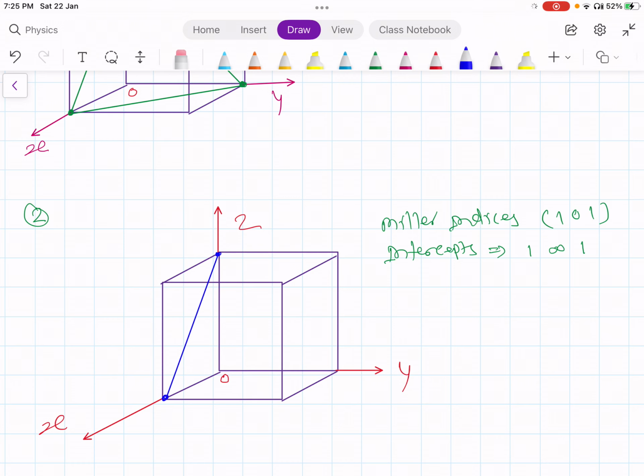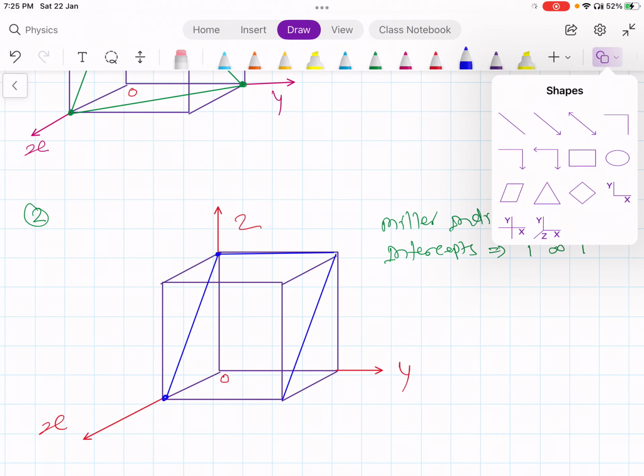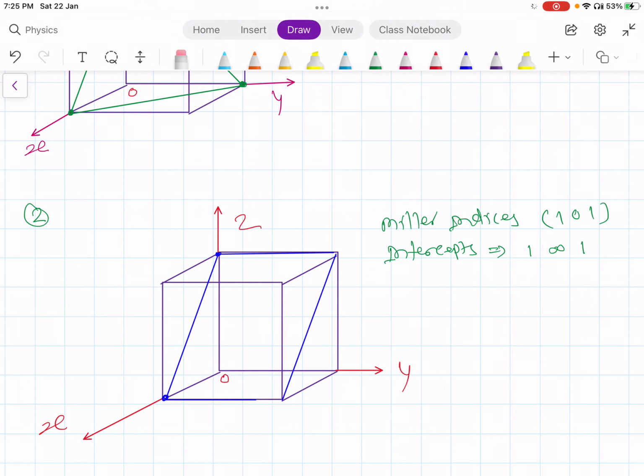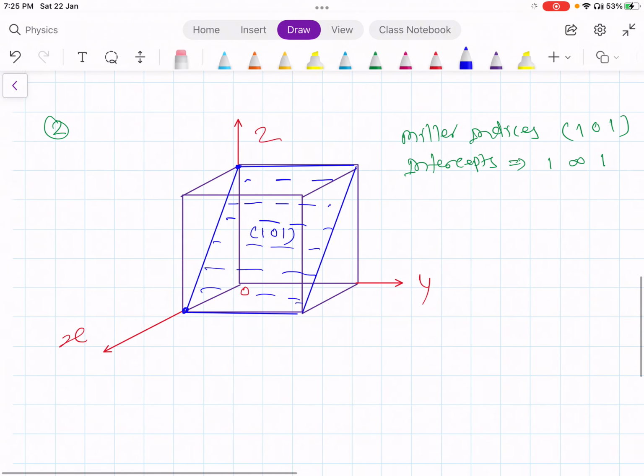So that is not actually the plane. The plane is cutting the x and z axes, and it is parallel to the y-axis. So one more line you have to draw from the next point, and so this is the plane. The Miller indices of this plane are 1, 0, 1. So this is the second plane.